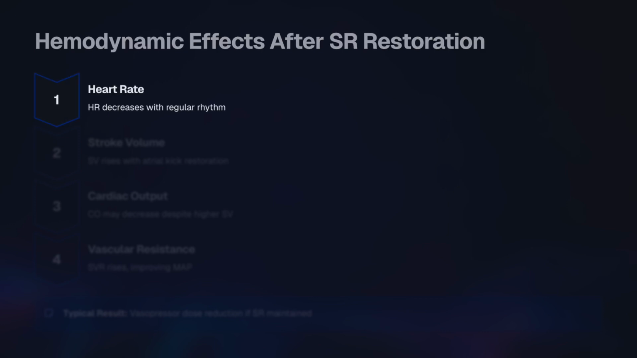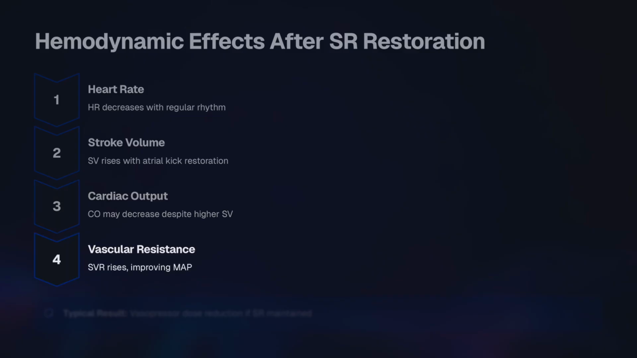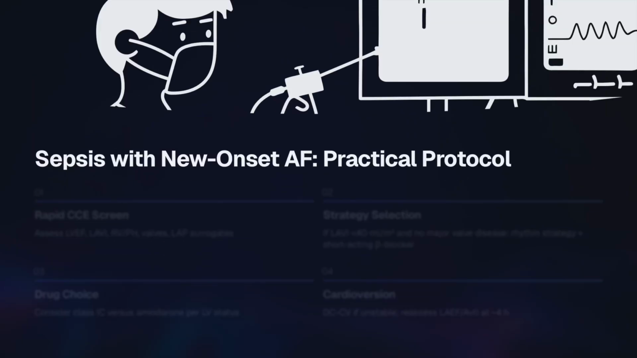Hemodynamic effects after the sinus rhythm restoration: the heart rate decreases and you get a regular rhythm. Stroke volume will rise with the atrial kick restored. Cardiac output may decrease despite the higher SV because the heart rate is now lower. Vascular resistance will show a rise with improvement in the MAP. Typical results are that the vasopressor dose is reduced once the sinus rhythm is achieved.